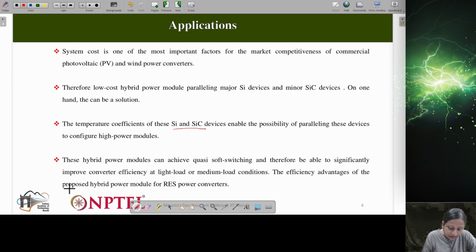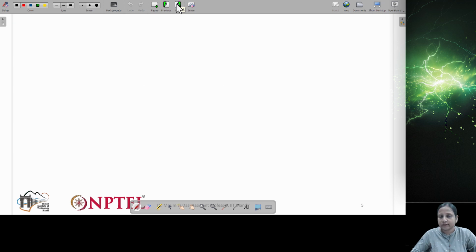Okay, so this is proposed in one paper, which I am taking here as the reference. I have listed this paper in the reference list. There they have shown the benefit of hybridizing these devices, how much benefit we can get, and what kind of challenges we will face. Okay, so now as I told you, hybridizing means what?